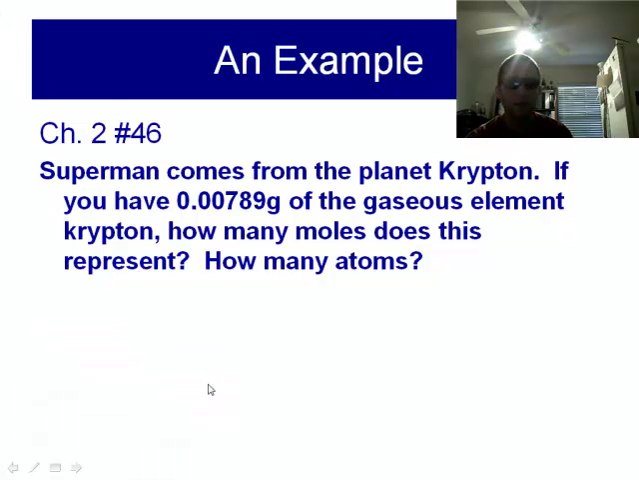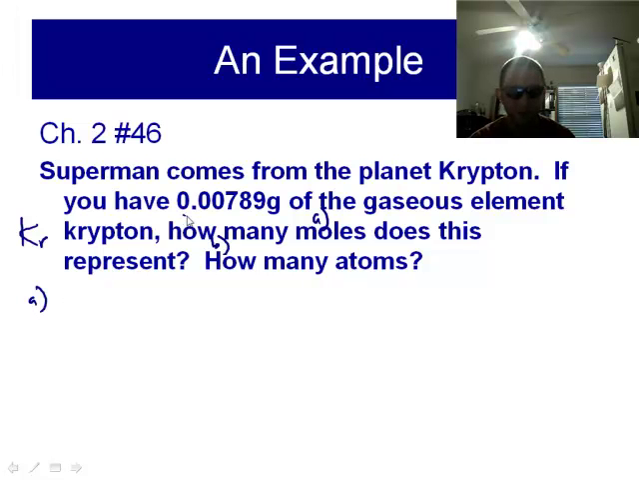Okay, so here's what it says. Superman comes from the planet Krypton. If you have 0.00789 grams of the gaseous element krypton, which has a symbol of Kr, by the way, how many moles does this represent? How many atoms does this represent? Okay, so this is actually kind of like 2 parts. I'm going to say that moles is going to be part A, and this is going to be part B. Okay, so let's look at how we would set this up.